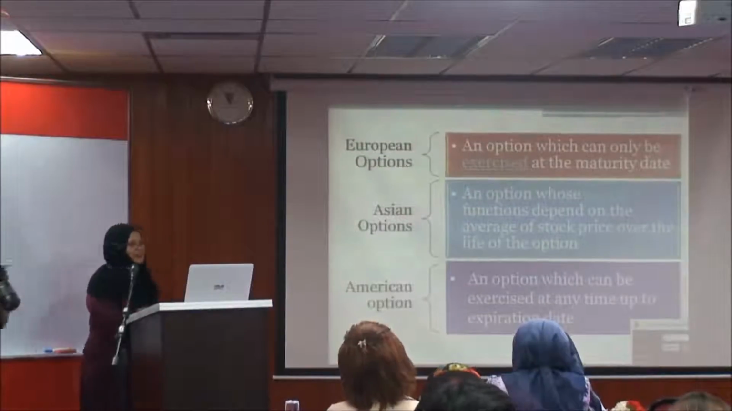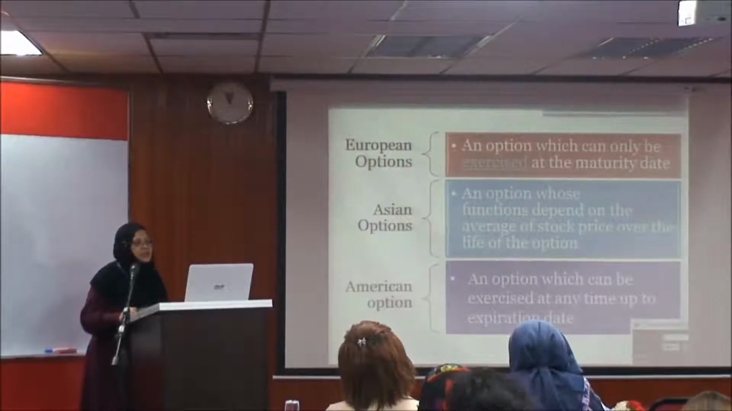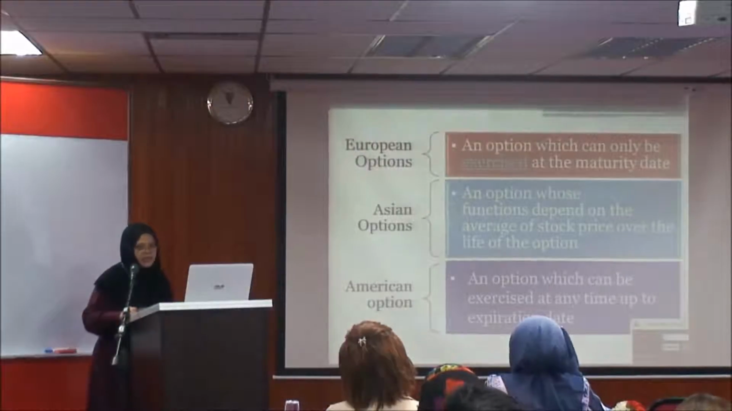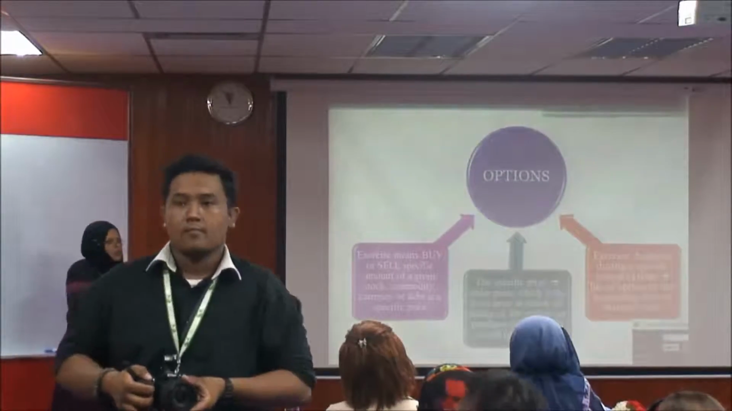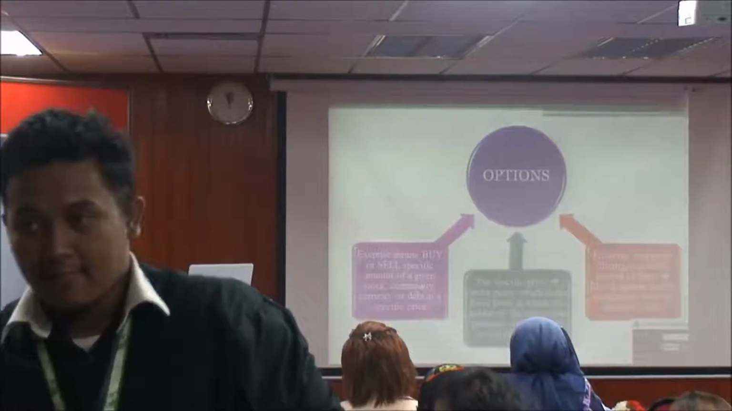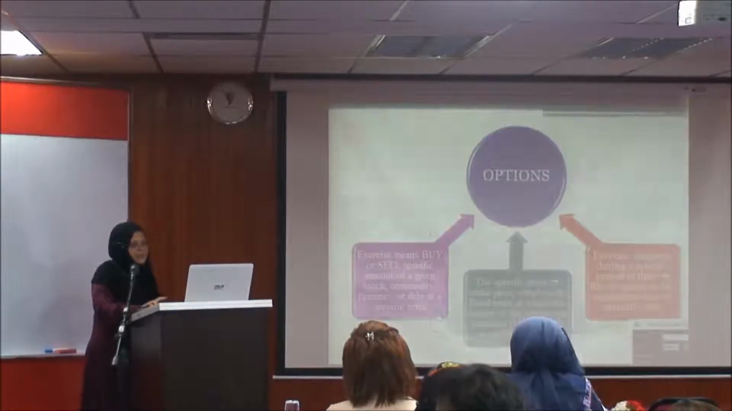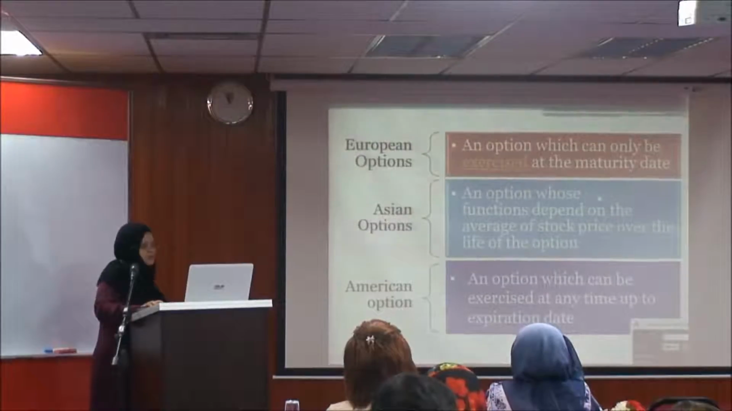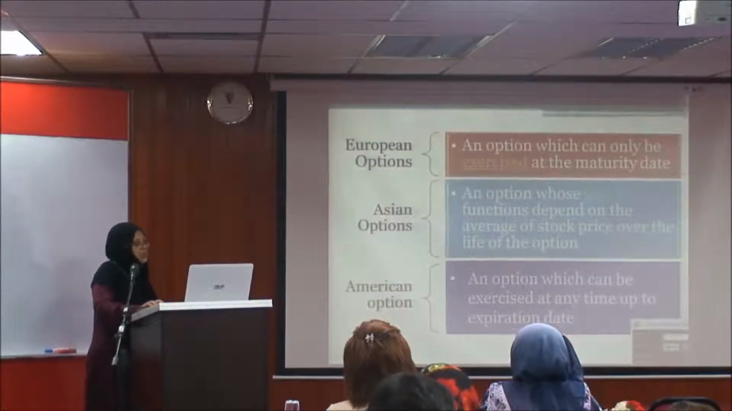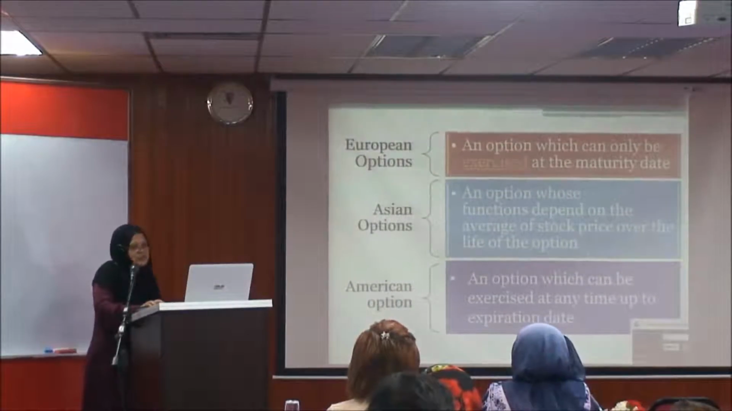Okay. All right. So just a quick definition of what a European option is. An option which can only be exercised at the maturity date. So what is exercise? Exercise means you want to buy or you want to sell a specific amount of stock, commodity, currency, or debt at a specific price. Okay? Asian option: an option whose payoff function depends on the average of the stock price over the life of the option. Basically, maturity date, life of the option, or expiration date are all the same.